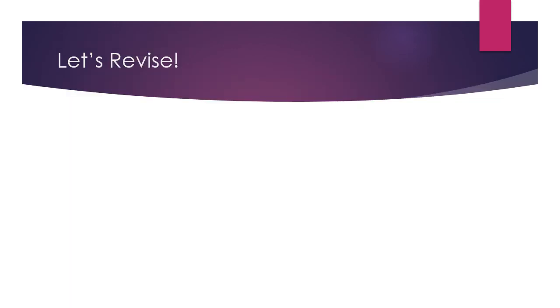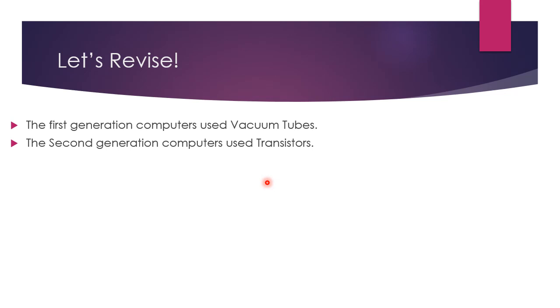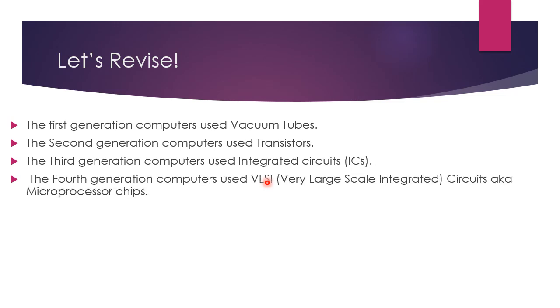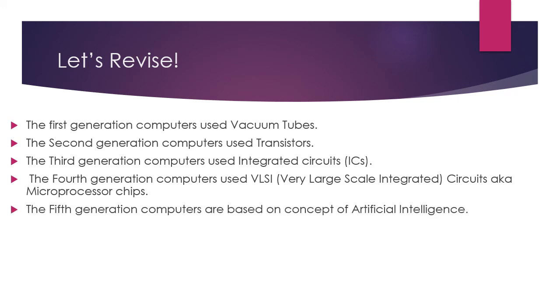Let's revise. The first generation computers used vacuum tubes. The second generation computers used transistors. The third generation computers used integrated circuits. The fourth generation computers used VLSI circuits, also known as microprocessor chips. The fifth generation computers are based on the concept of artificial intelligence.